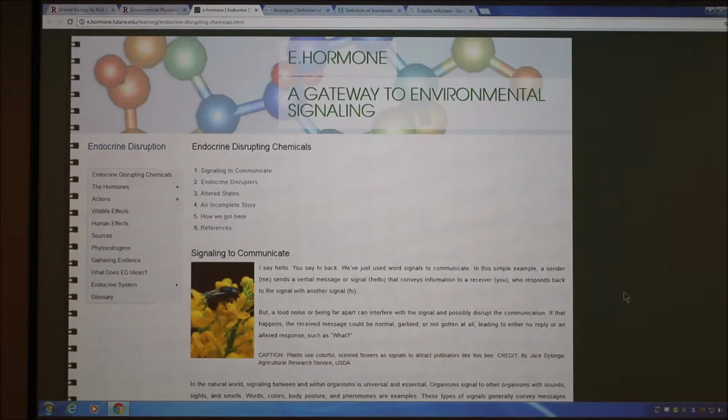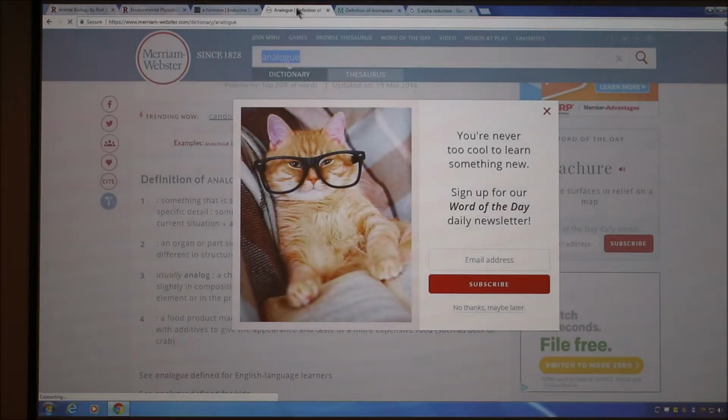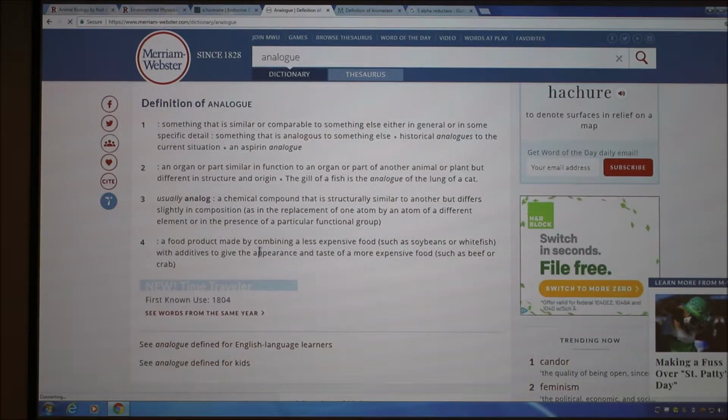So we've done agonist, we've done antagonist, and then we have analog. And I have looked up the definition of analog for you. Here's how it's usually spelled right here. Here's my spelling of analog. A-N-A-L-O-G. A chemical compound that is structurally similar to another.